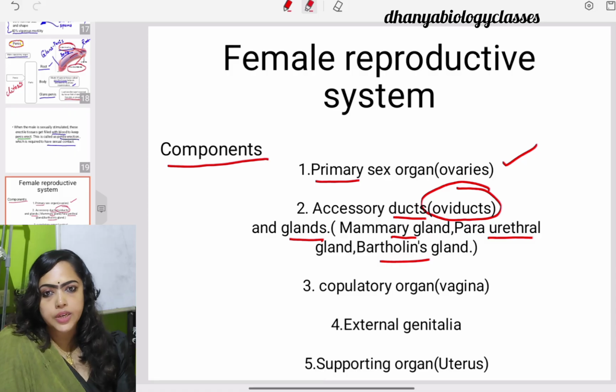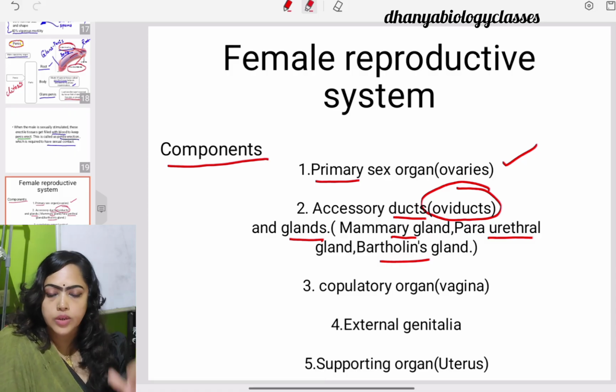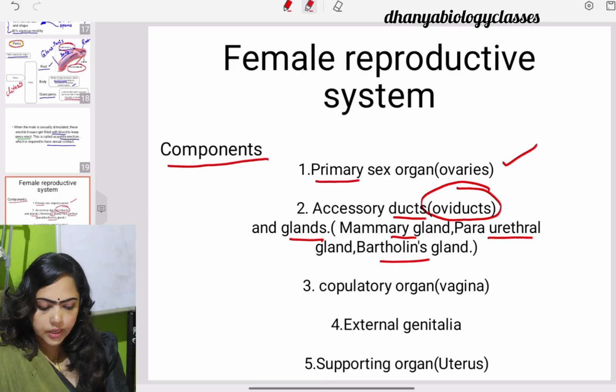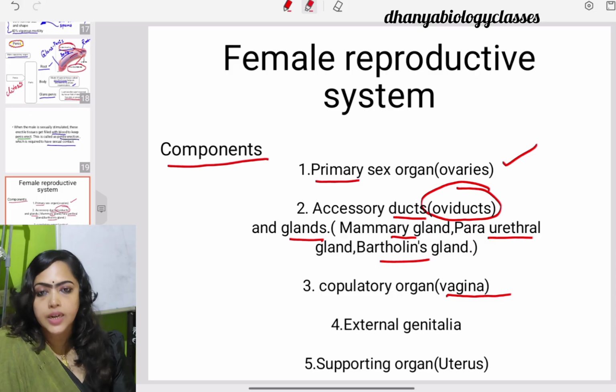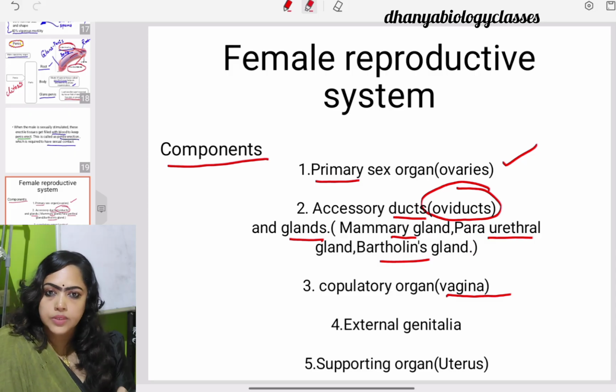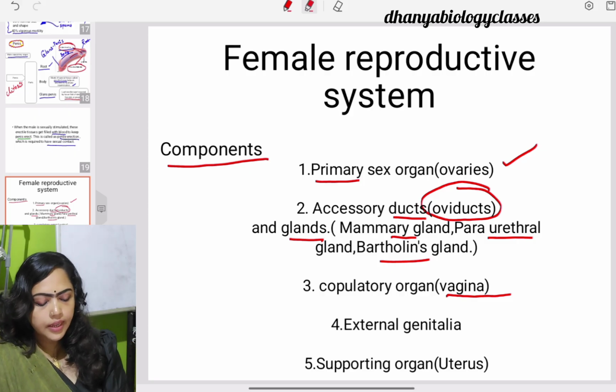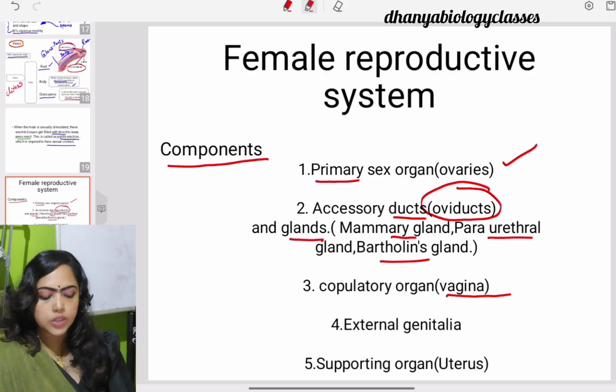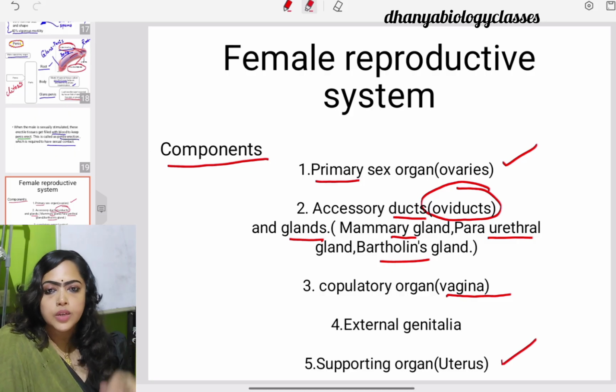And then the copulatory organ, that means the organ which is involved in sexual contact, that is the vagina. And then the external genitalia, it means the organs which are externally visible or placed outside the body. And then the supporting organ is there, that is the uterus. And what is its significance? It is the site where the development of the baby occurs.